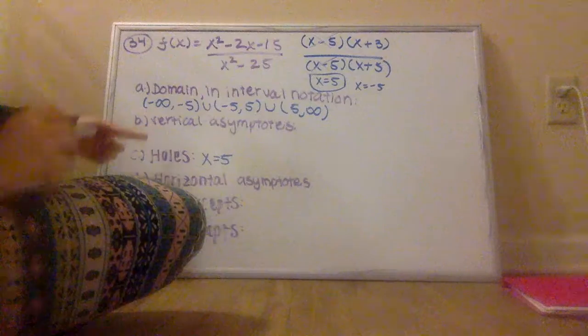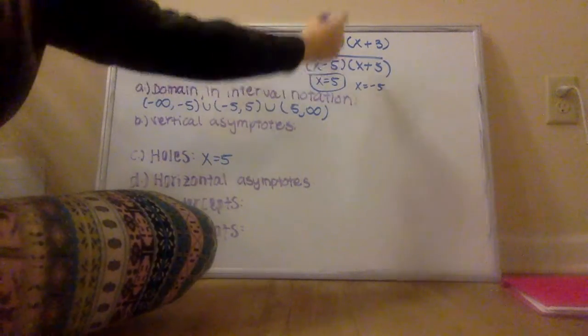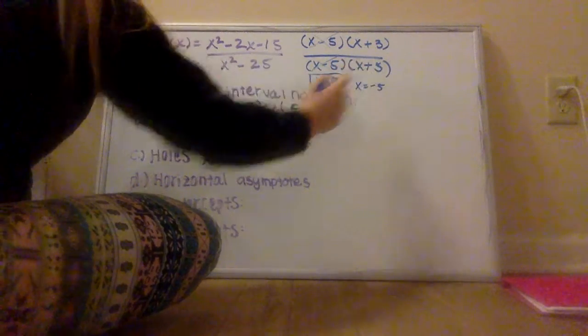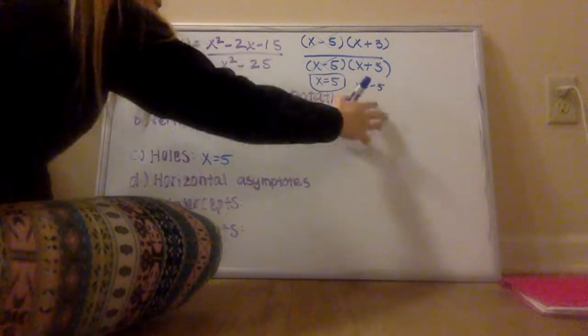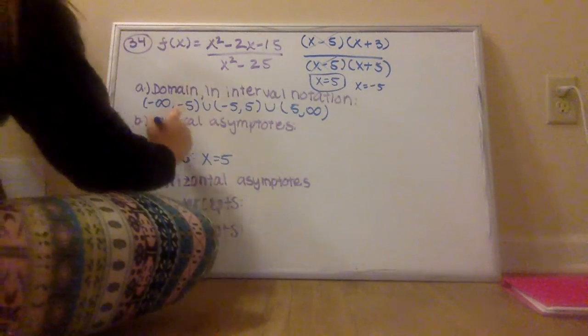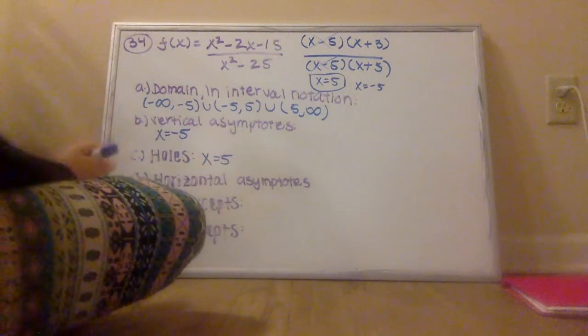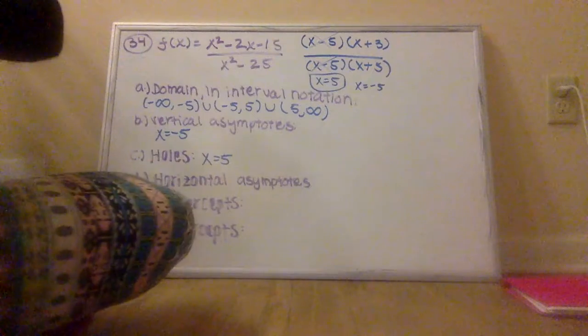Now we can go back up and do our vertical asymptote, because we know that we no longer have our x minus 5, but in our denominator we have our x plus 5, which when we set that equal to 0, gave us x is equal to negative 5. So that's our vertical asymptote. And then our hole is at x is equal to 5.